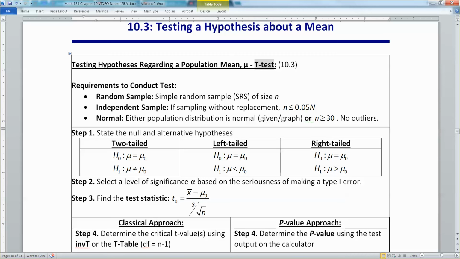And then we need that the distribution is normal. Now in section 10.2, we could accomplish that with n times p times 1 minus p greater than 10. But in section 10.3, that's not one of our options. It either has to be given to us or in a graph, a normal probability plot, or we have to know n is greater than 30.